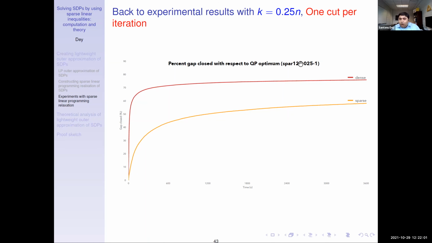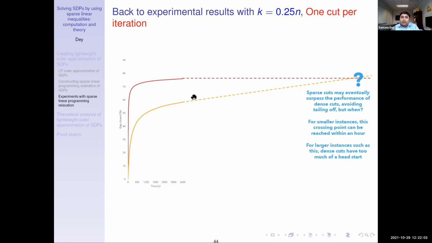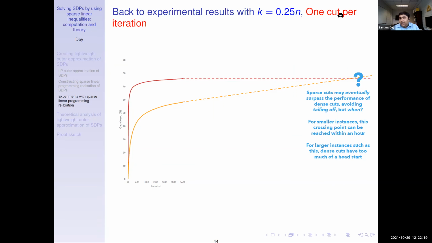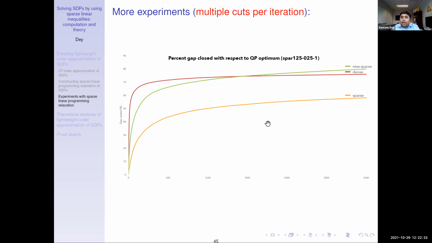Now it turns out for smaller instances, within an hour we see something like this happen. We actually see that the sparse cuts eventually take over the dense cuts. But for example, with n equals 125 we don't see this behavior within even an hour of computation, and so of course we realize that one cut per iteration is not good. I've decided not to present it here, but we have some reasonable way of generating multiple cuts each iteration, and once we do that, this is what we get.